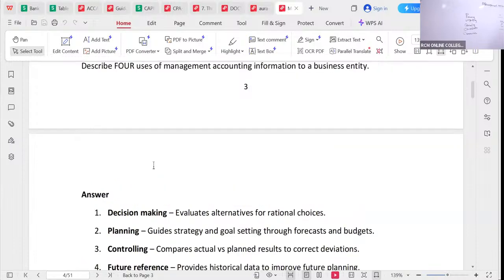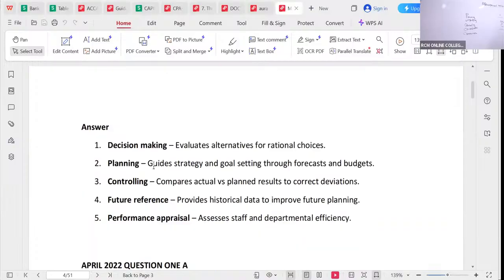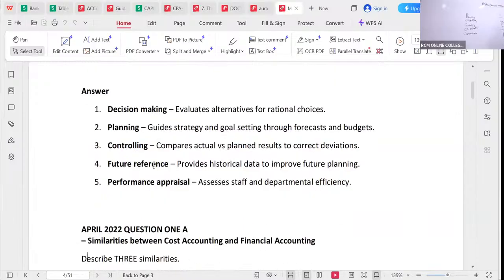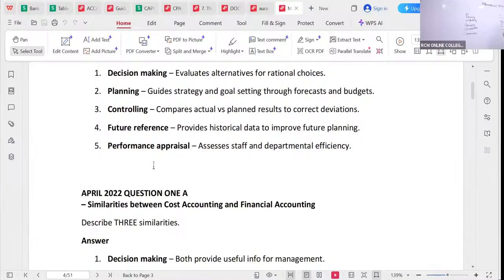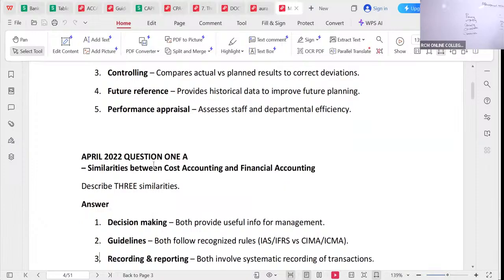So you can see the uses there: decision making, evaluating alternatives for rational choices; planning, guiding strategy and goal setting; controlling, future reference, performance appraisal. Never forget to mention decision making and performance appraisal. Those are very important. I think I've tackled enough questions and I can go to the next topic. You can see there are similarities between cost accounting and financial accounting. Are they similar? Yes. In decision making, both provide useful information for management.